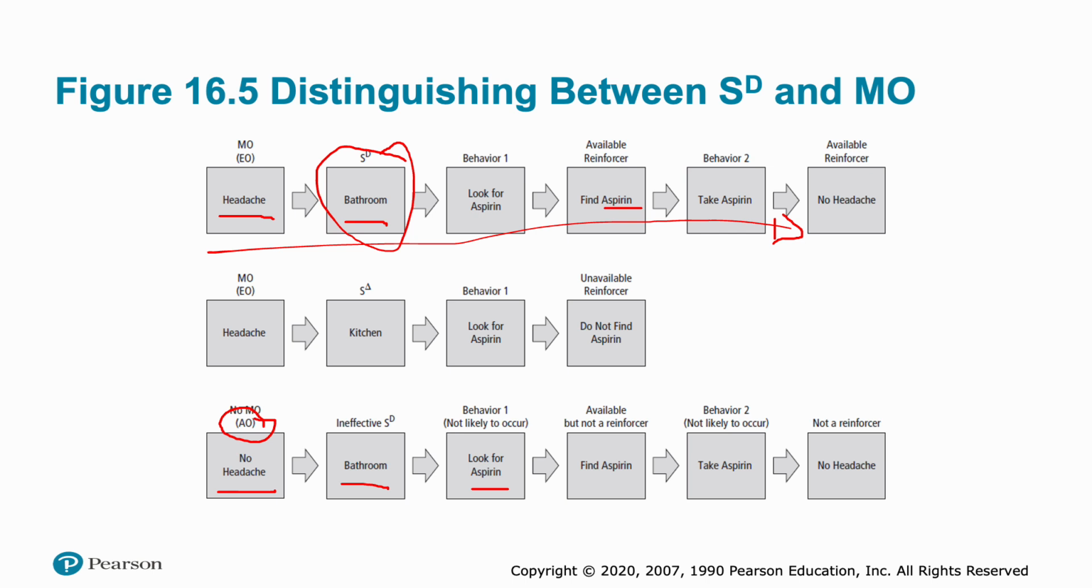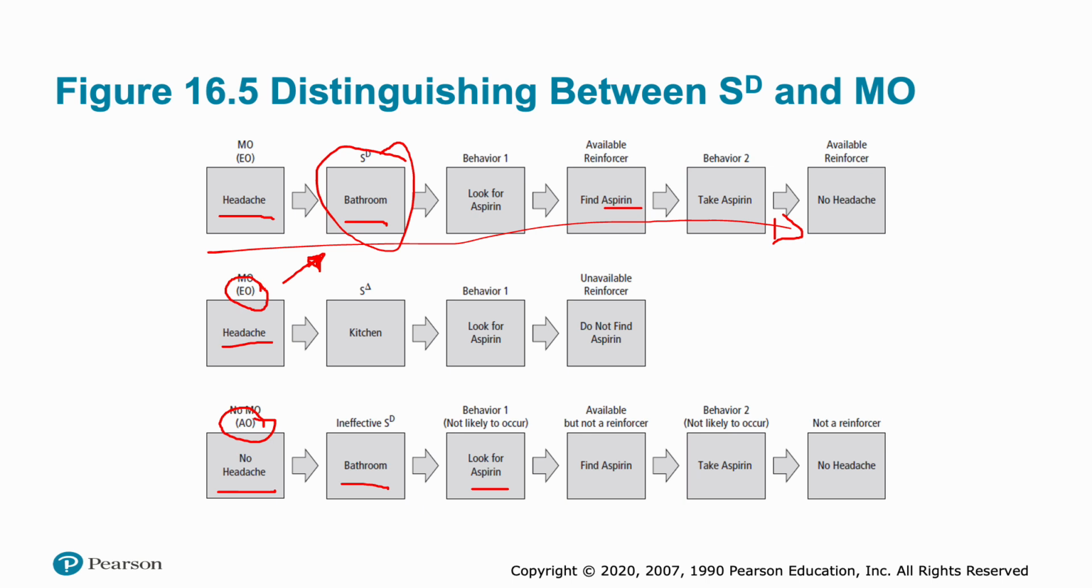And now let's look at the one example in the middle. So I think the example in the middle really highlights the difference between an SD and an S delta and an MO for you guys. Okay, so let's say that you have a headache. Remember, again, the headache is an establishing operation. It establishes pain medication or pain relief as a reinforcer. Let's say that you have a headache, but the bathroom is where you keep your medication, right? The bathroom is the SD, which signals that reinforcement is available. The pain relief is available there.